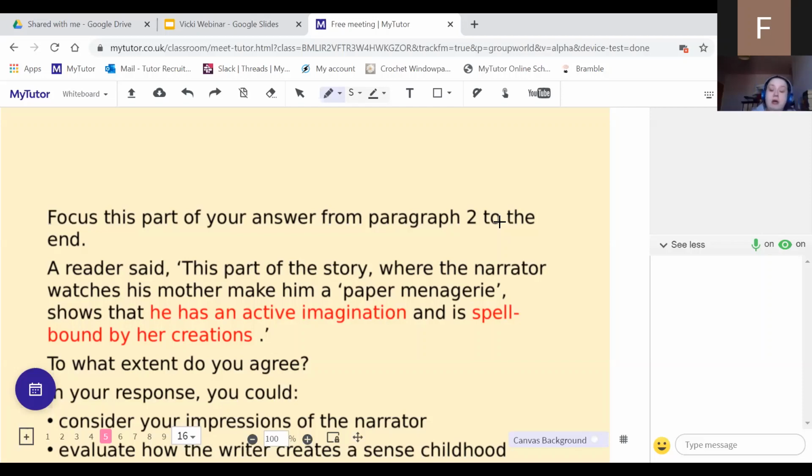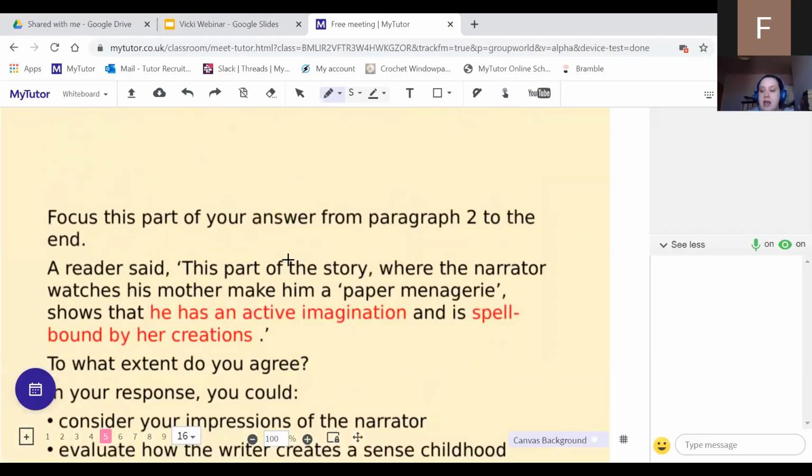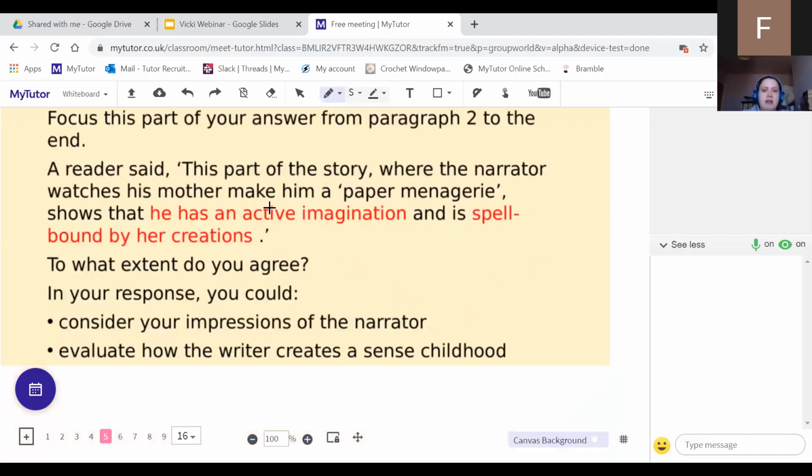Now you get to what extent do you agree? In your response, you could consider impressions of the narrator, evaluate how the writer creates a sense of childhood, and support your responses with references to the text, which has fallen off the bottom there, unfortunately. So the bullet points you're given here are very different in terms of what you get for question 2 and question 3. Can anyone tell me why they are different, how they are different?